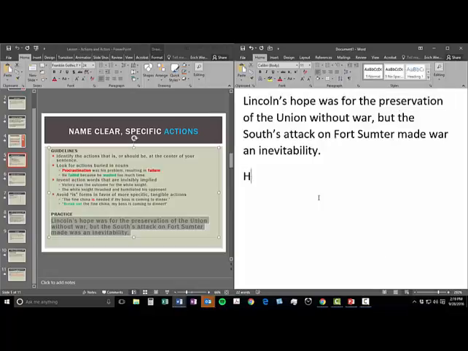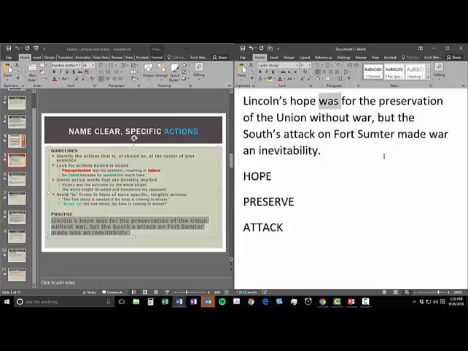Let me write these down. Hope, preserve. The big one that I notice is attack. That's a missed opportunity. So what we can do is revise the sentence to put those clearer, more specific actions in the verb slot, and replacing that was.